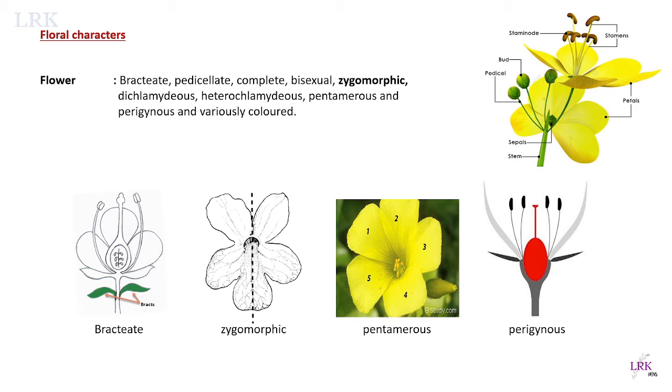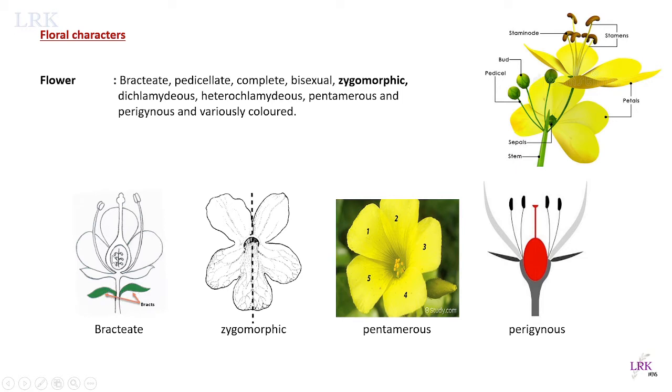Bracteate, that means they have bracts over the peduncle. The inflorescence shows the bracts, so they are bracteate. And individual flowers, if they show the bracts over the pedicel, then we call it bracteolate. And each flower in turn has its own pedicel. See, this is the pedicel. The stalk of the inflorescence is called peduncle, and the stalk of an individual flower in the inflorescence is known as pedicel. So they are bracteate, they are pedicellate, they are complete.